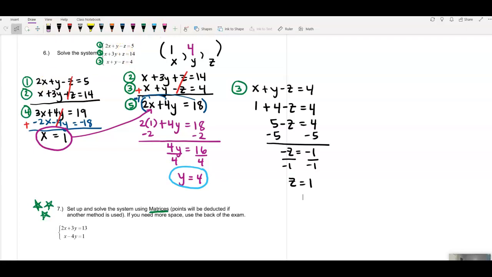All right. So my answer, oops, I should put that back up here. All right, so I've got my ordered triple is 1, 4, 1. And that would be my answer.